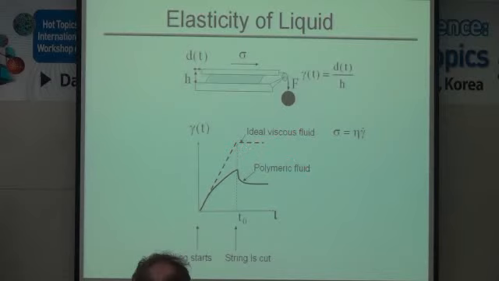But in a viscoelastic liquid, since it has elasticity, when you stop pulling the top plate, the top plate retracts to a certain extent. It is an indication, an evidence, of the elasticity of the liquid. And this kind of viscoelasticity is important in polymers, and also important in liquid crystalline polymers.